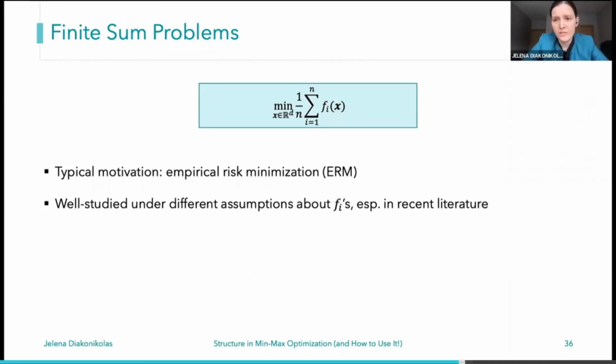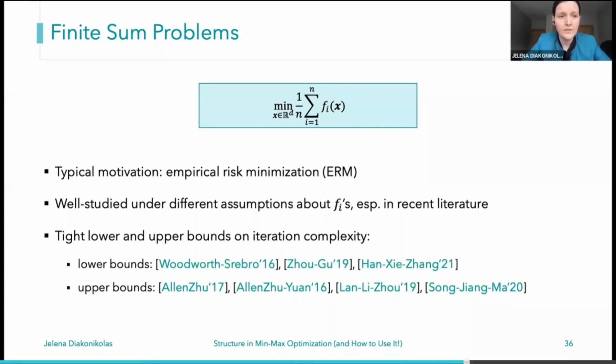Typically, people consider these in empirical risk minimization, but they'll come up in other places as well. This specific setup where you just write the objective like this, and you just take the F_i's to be from some standard class like convex Lipschitz or convex smooth or strongly convex and smooth. These are very well studied in the literature, especially recently, and there are tight lower and upper bounds on the iteration complexity of the methods, even assuming that you can compute proximal maps, for people who care about proximal point methods.